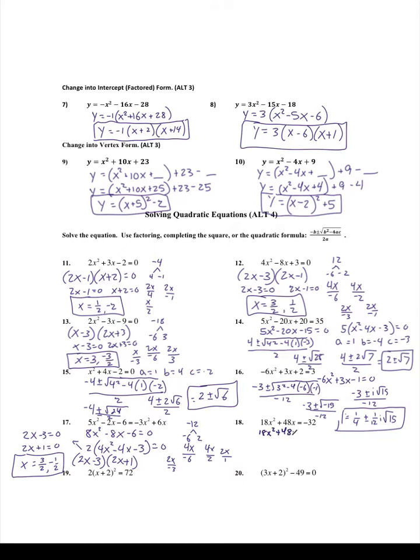For the next one, we're going to add 32, get everything on one side. So 18x squared plus 48x plus 32. We can pull a 2 out, which gives us 9x squared plus 24x plus 16. Since both of those are perfect squares, we can factor 3x plus 4 times 3x plus 4. Set that equal to 0, and we're going to get x equals negative 4/3.